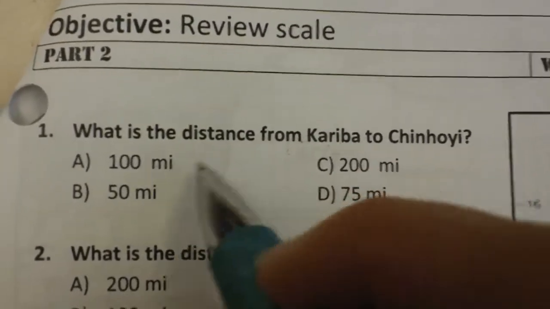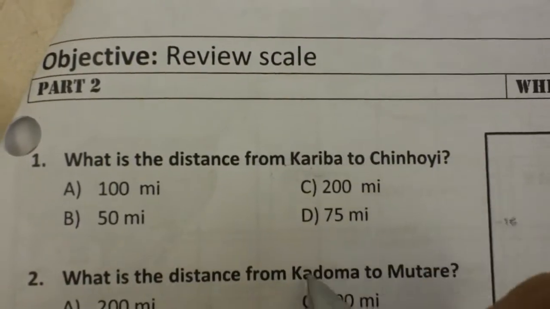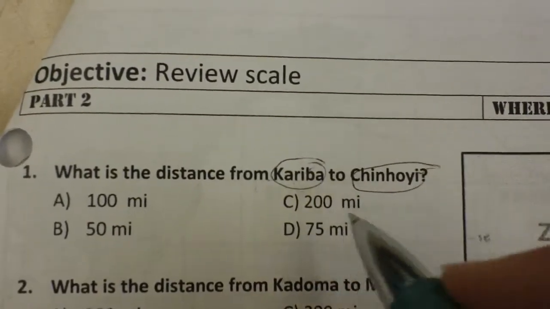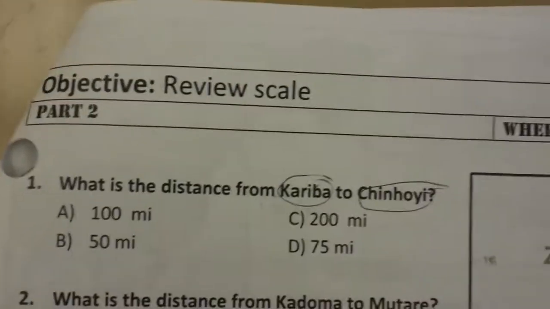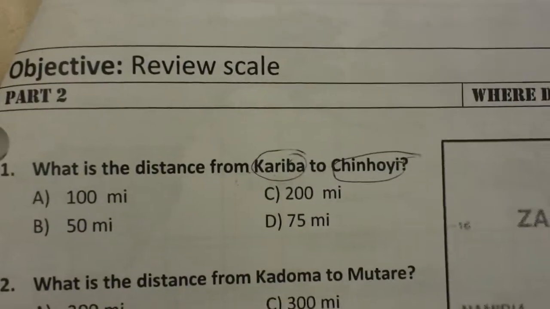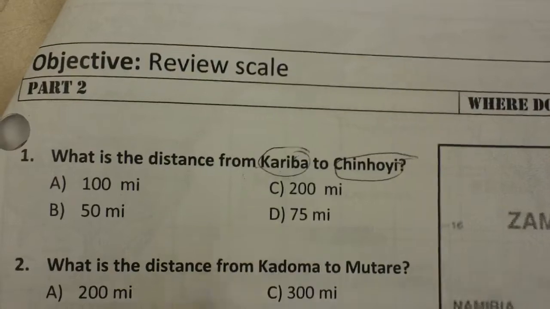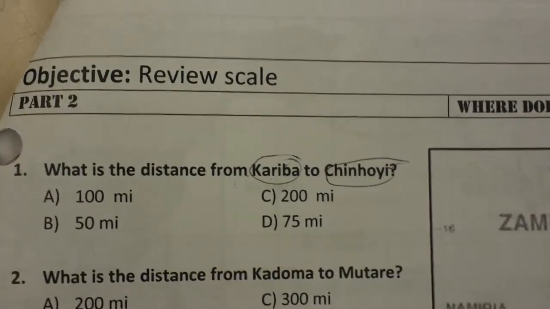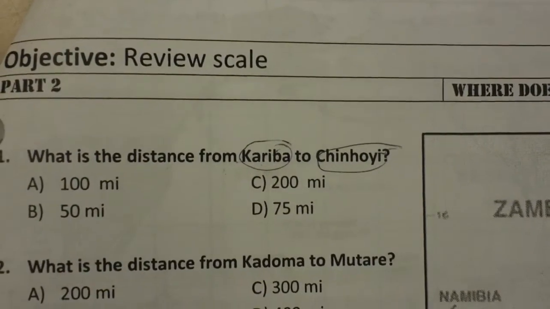So here, if this is my question, what is the distance between Kariba to Chinhoyi? I'm not even confident I'm pronouncing that correctly. Kariba and Chinhoyi are the 2 cities. And if anybody pronounces this correctly and can let me know so that I'm not embarrassing myself on the internet, please let me know. These are my choices down here. So it looks like it's going to be somewhere between 50 miles and 200 miles in distance. And that helps me, because if I get something totally crazy, like 1,000 miles, I'll know that that's off.